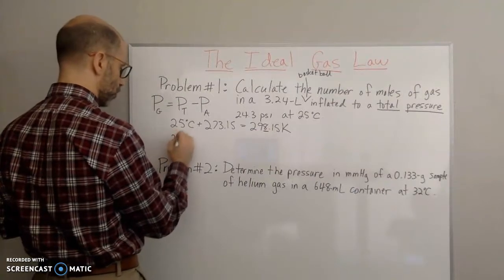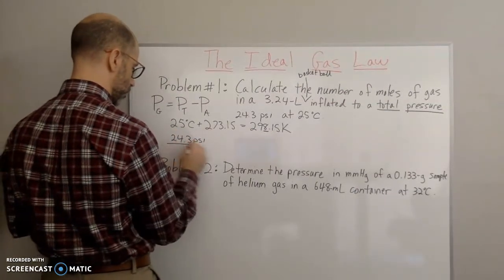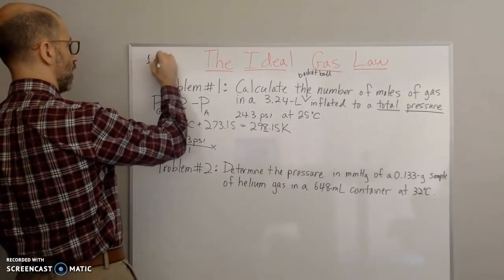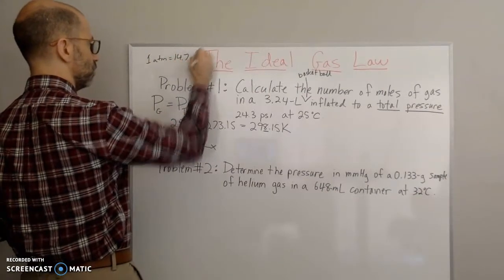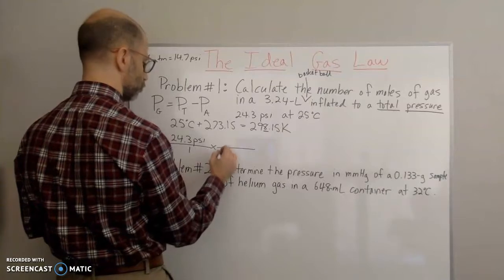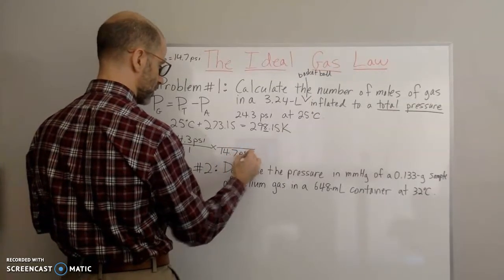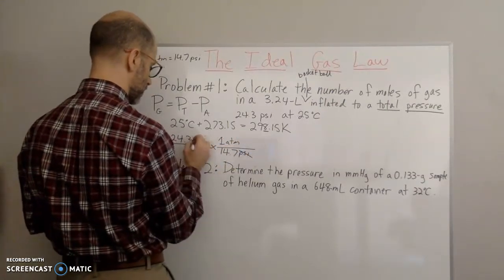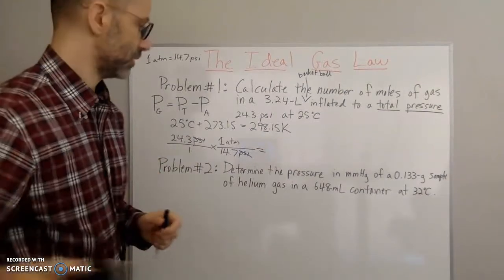So I have 24.3 PSI for my pressure, and I'm going to be using 1 atmosphere is equal to 14.7 PSI. So I can convert from PSI to atmosphere. So 14.7 PSI on the bottom, 1 atmosphere on top. So PSI cancel out, and then I calculate that.